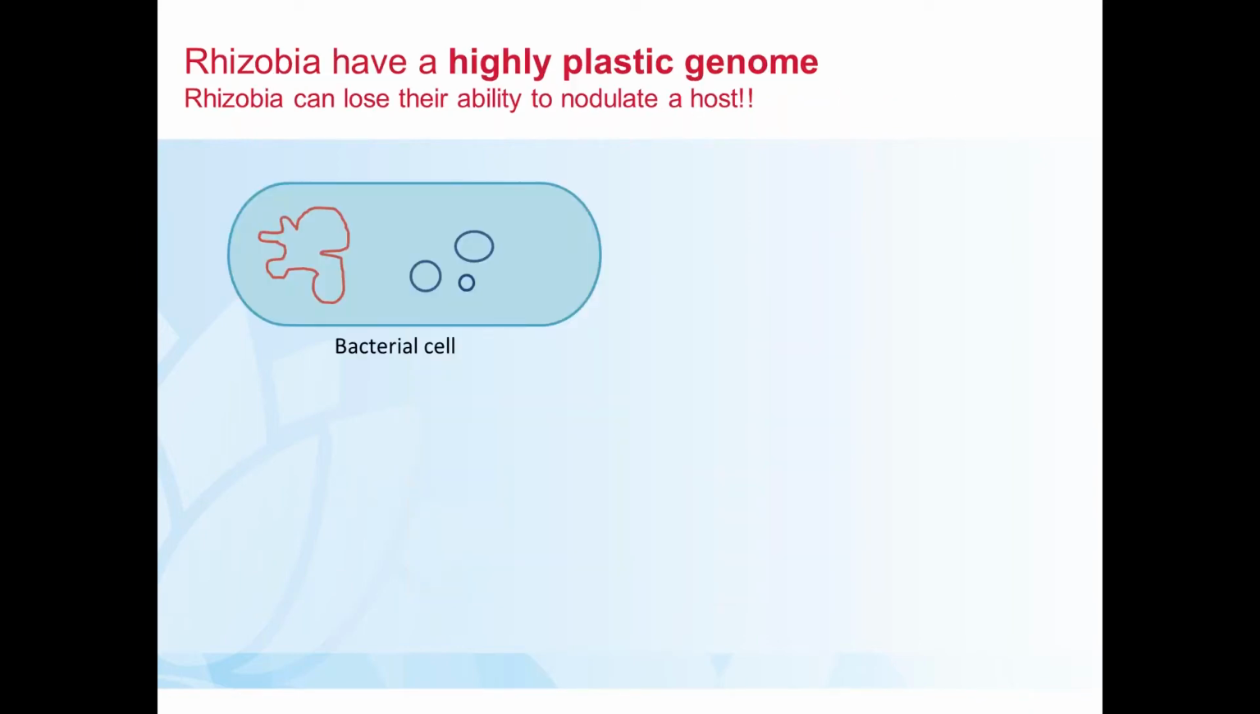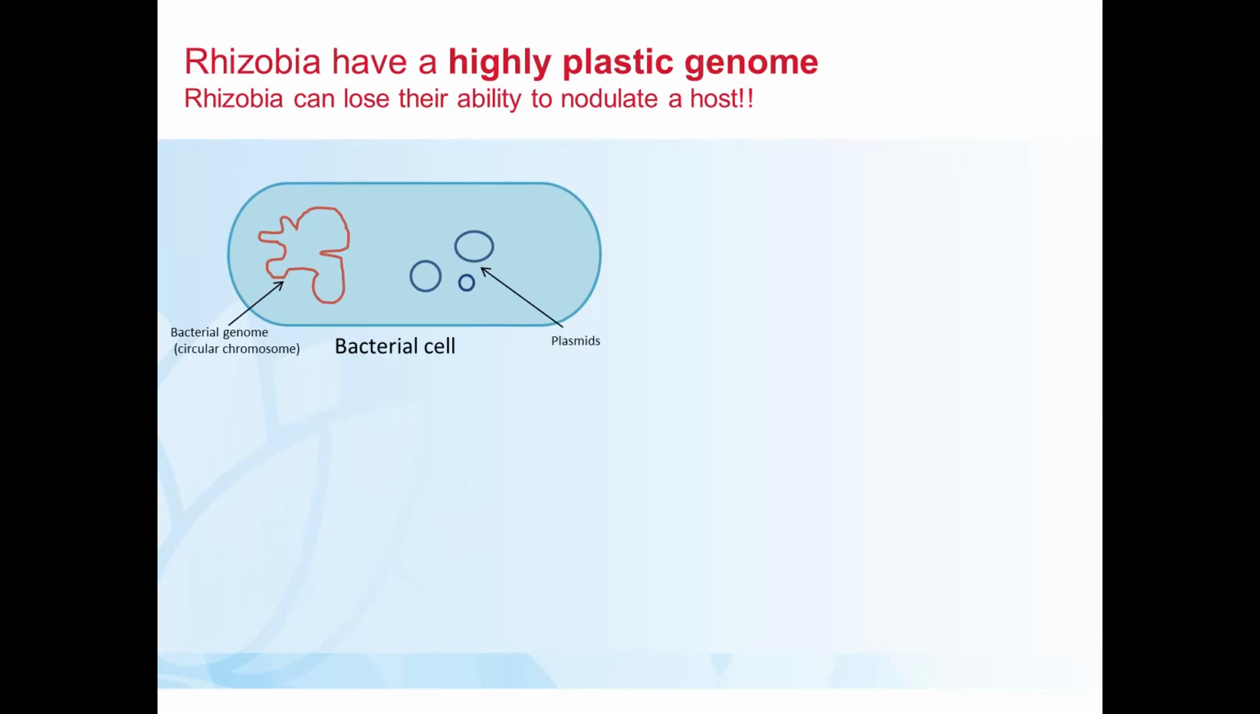Rhizobia have a highly plastic genome. Basically, rhizobia can actually lose their ability to nodulate a host. Within a bacterial cell, there's the bacterial genome, which is a large circular chromosome. If you think about this in terms of a computer, the chromosome is like the computer's operating system. It controls the day-to-day functioning of the bacteria. Bacteria also contain plasmids, small circular pieces of DNA. You can think about these like software or apps.